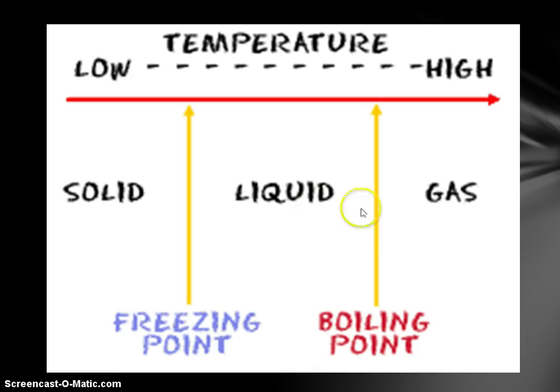Same idea here between a liquid and a gas. In order to go from a liquid to a gas, you have to reach a specific temperature called the boiling point. Also, if you want to go from a gas back to a liquid, you would have something called a condensing point. Make sure that you fill in this whole chart.